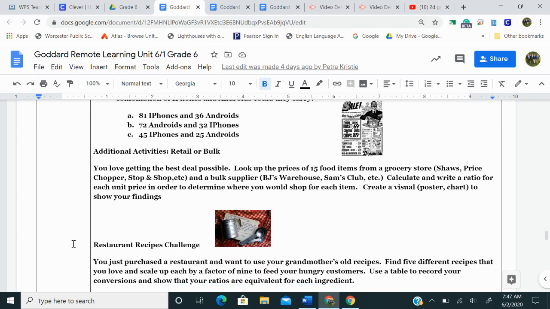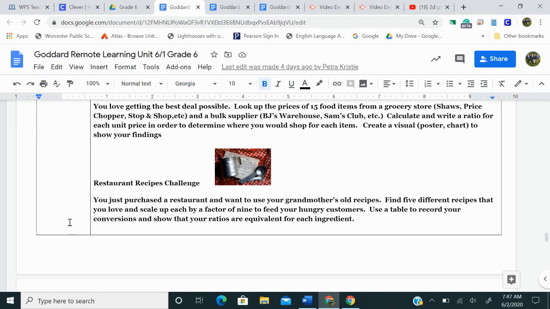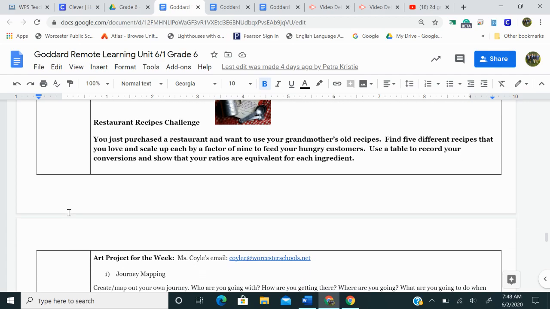And here is a restaurant recipes challenge. You just purchased a restaurant and want to use your grandmother's old recipes. Find 5 different recipes that you love and scale up each by a factor of 9 to feed your hungry customers. Use a table to record your conversions and show that your ratios are equivalent for each ingredient.